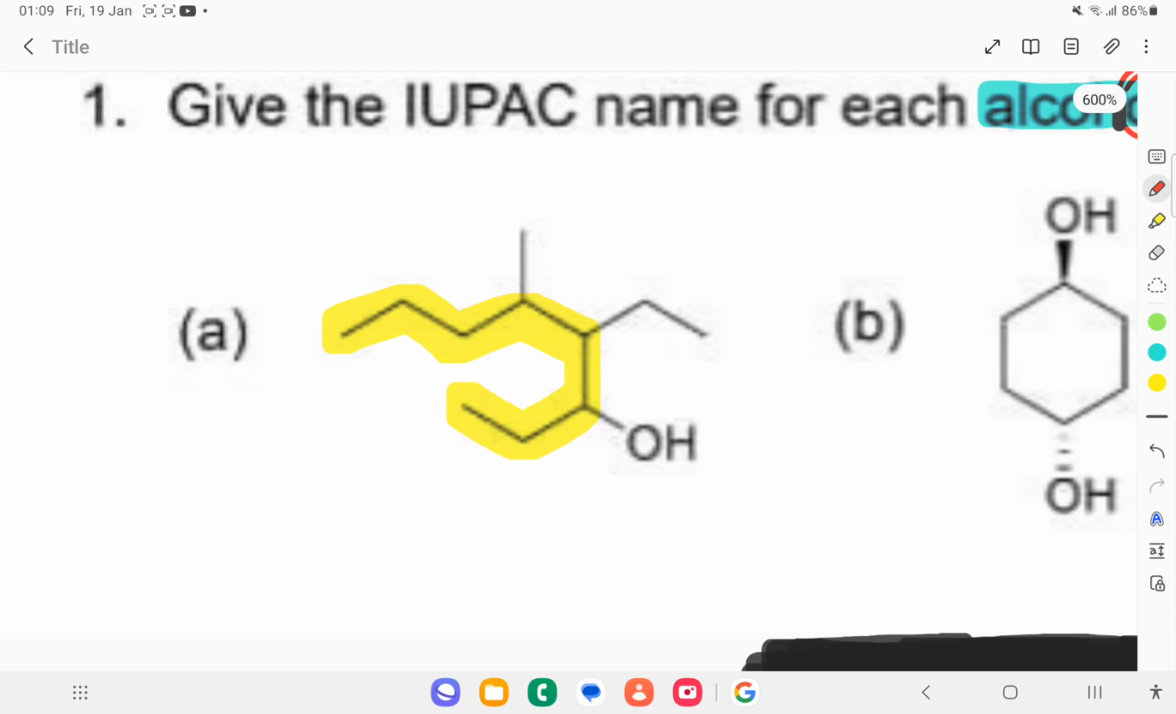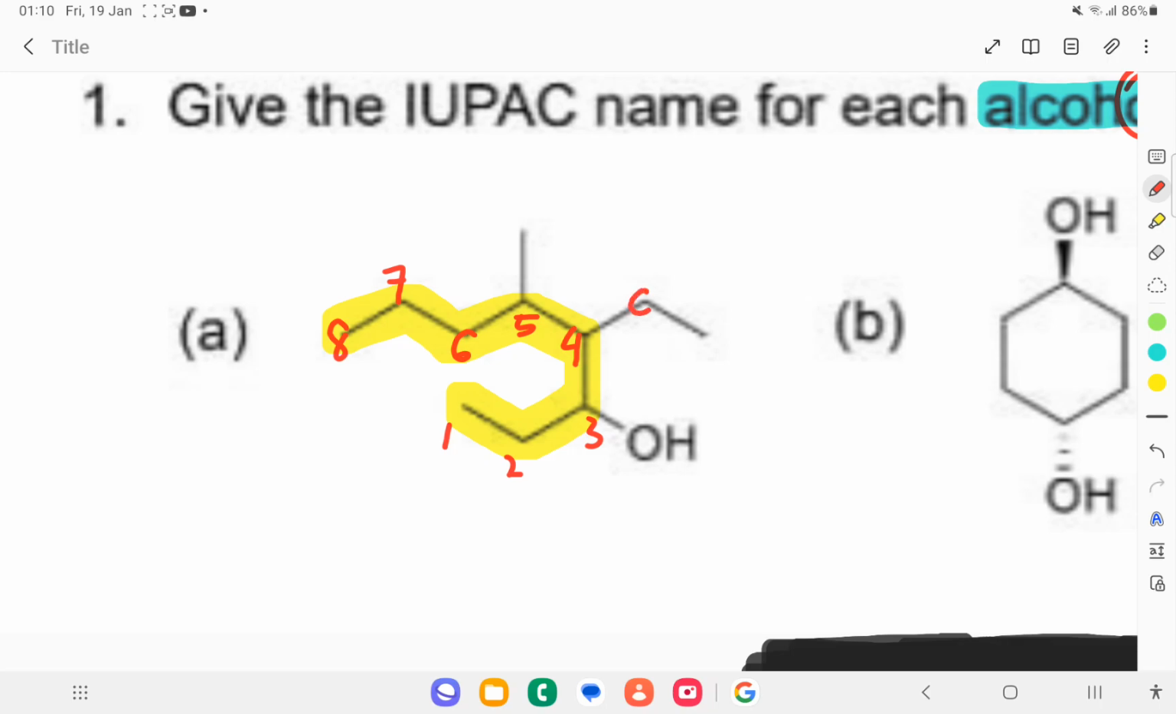For alcohol, you must find the carbon with the hydroxy group, OH, bonded to it. And then for the other substituents, we must also give names to the substituents.